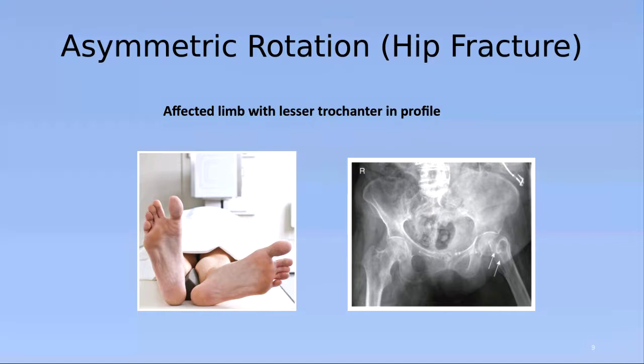And then the last one is called asymmetric rotation. This is typically what happens when a patient has a hip fracture. Again, it's not something that they intend to do, but when there is a fracture either to the femoral neck or to the femoral head, a lot of times the affected limb, the foot especially, will flop out. Sometimes it'll be all the way down to the table. And usually the affected leg will appear shorter than the other leg.